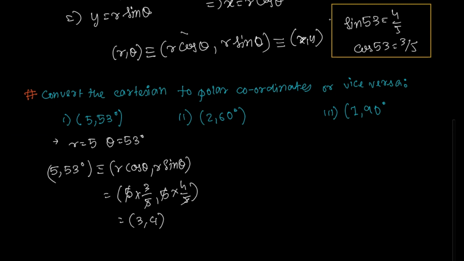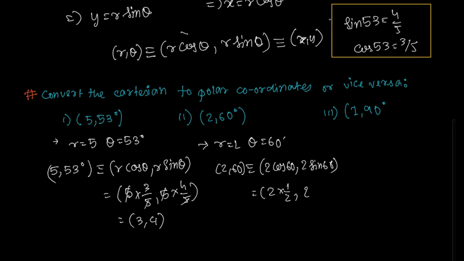First conversion done. The second one, 2 comma 60 degree. R equals 2, theta equals 60 degree. Then 2 comma 60 is equivalent to 2 cos 60 comma 2 sin 60. Cos 60 is half and sin 60 is root 3 by 2. The 2 cancels here, which equals 1 comma root 3. Second question done. Third one, 1 comma 90 degree. R equals 1, theta equals 90 degree.